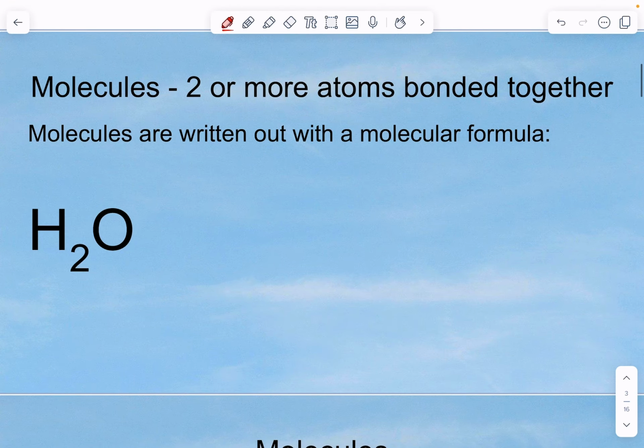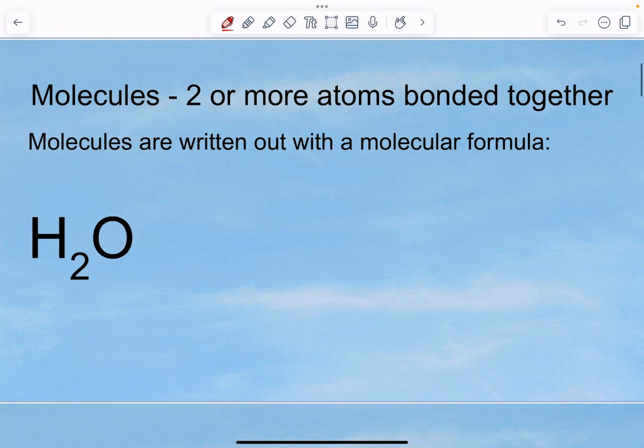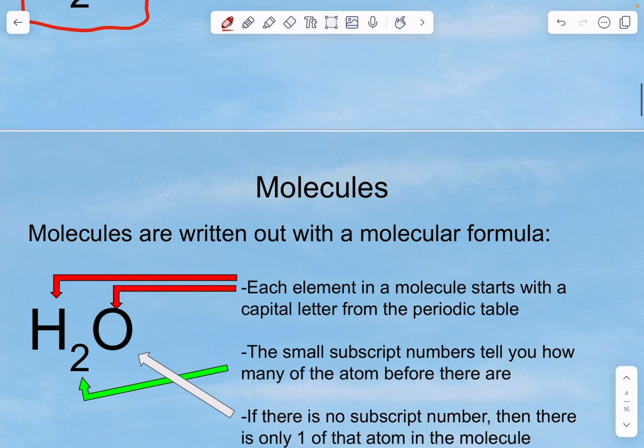What is a molecule? Well, molecules are just two or more atoms bonded together or combined together. We've been talking about individual atoms up to this point, but when you combine them together to form new things, we call that a molecule. And molecules are written out in what we call a molecular formula. For example, this is a molecular formula for water. So let's break down what a molecular formula is.